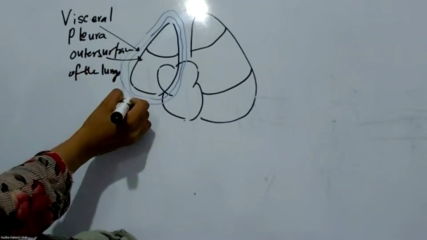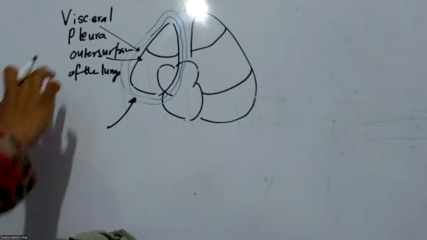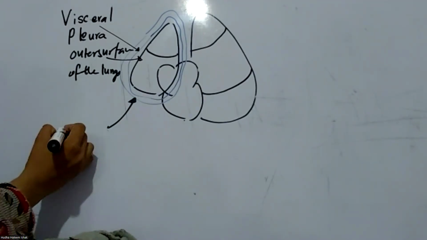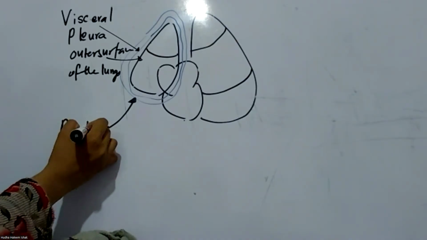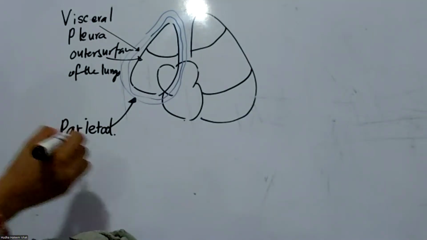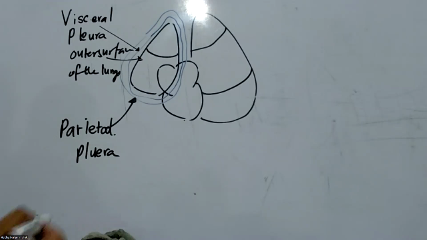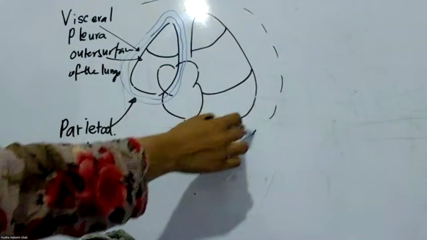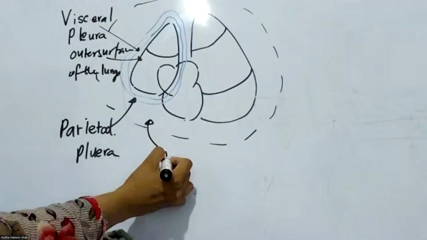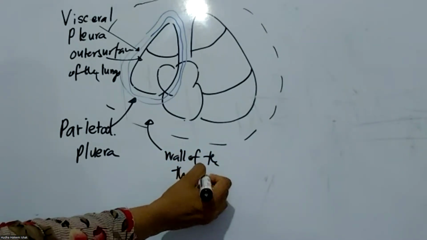Okay, and see the outer layer. The outer layer is what? The inner layer is the visceral pleura adhering to the outer surface of the lungs, and the outer membrane is called as what? The outer membrane is the parietal pleura. This parietal pleura is adhering to the wall of the thoracic cavity, because this is present in which cavity? This is present in the thoracic cavity. So the parietal pleura is adhering to the wall of the thoracic cavity.